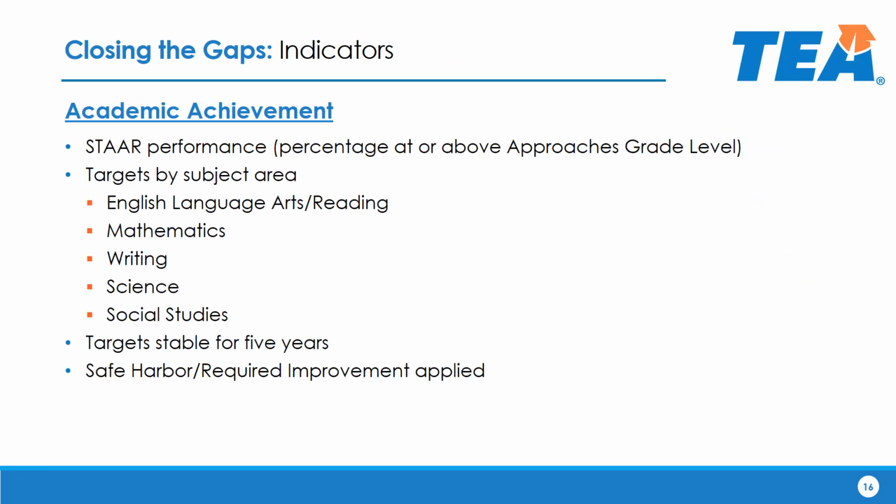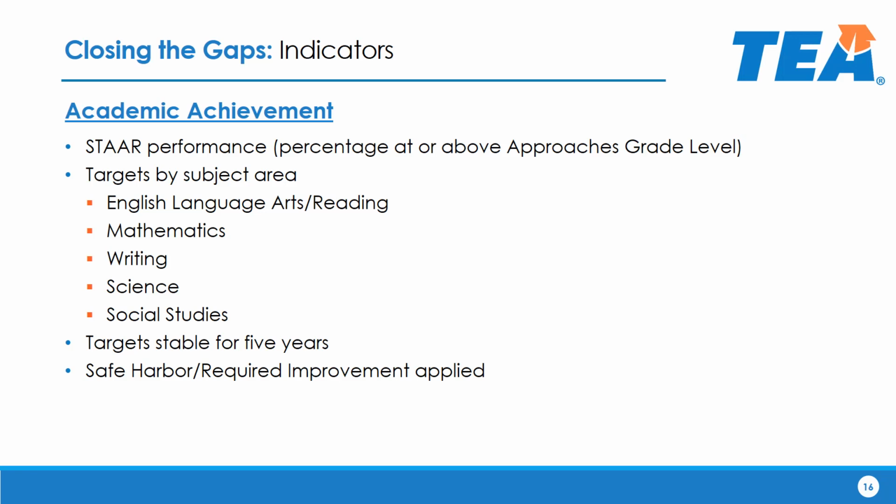Now we're going to take a look at the indicators, and I'm going to explain how each of these indicators aligns with ESSA. ESSA requires 5 indicators. The first one is academic achievement. For the academic achievement indicator, we're going to use performance on STAAR at the approaches grade level performance standard for all subjects. The targets will be held constant for 5 years.